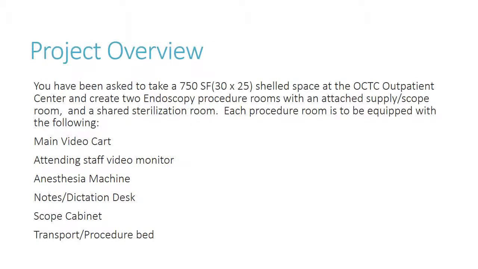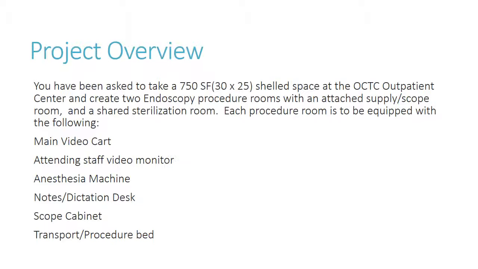Project overview, again, here it is. You have been asked to take a 750 square foot, or 30 by 25, shelled space at the OCTC Outpatient Center and create 2 endoscopy procedure rooms with an attached supply/scope room. And, this is important, a shared sterilization room. Each procedure room is to be equipped with the following.